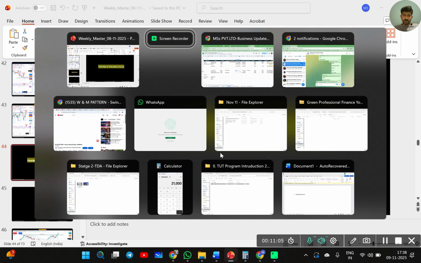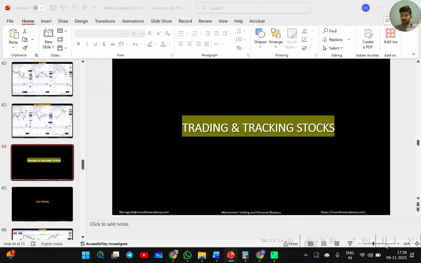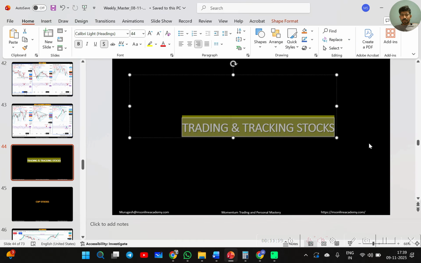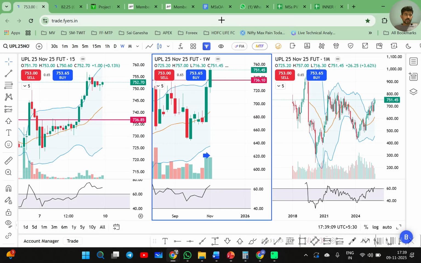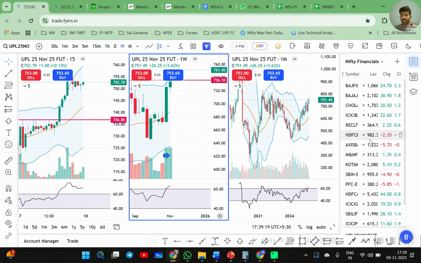Okay, what I know my trainees or team usually do is go to the sectors we are currently tracking, which are PSU, finance, metal, and auto. These are the four sectors where we are tracking. Okay, what we'll do, we'll go to sectors.